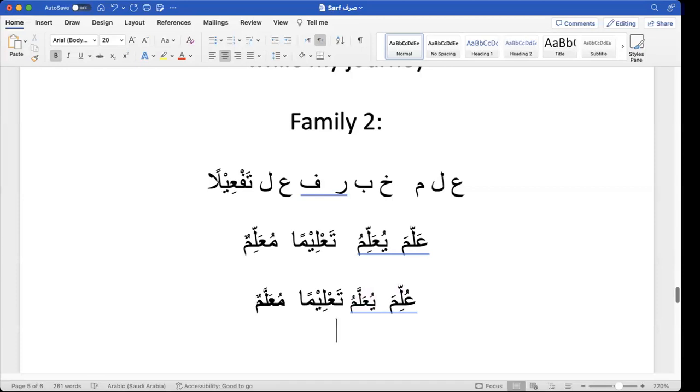Now, if you have a word like yufarraqu, for example. First of all, you have to understand how. Let me give you a word like this. Okay, this is the word in front of you. I will tell you which family this word belongs to. The first thing is you need to identify whether it is ism or fi'l. Is it ism? No.